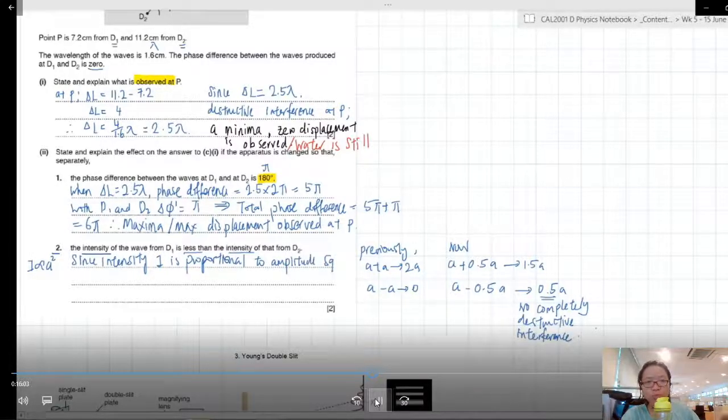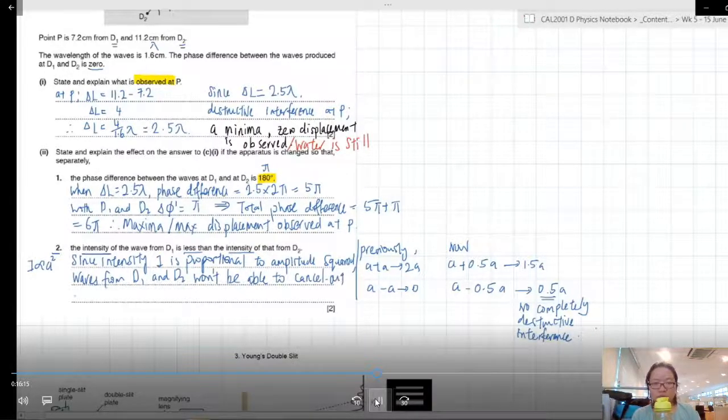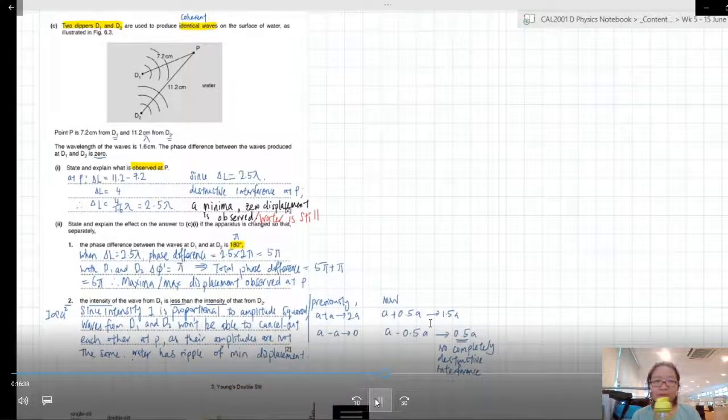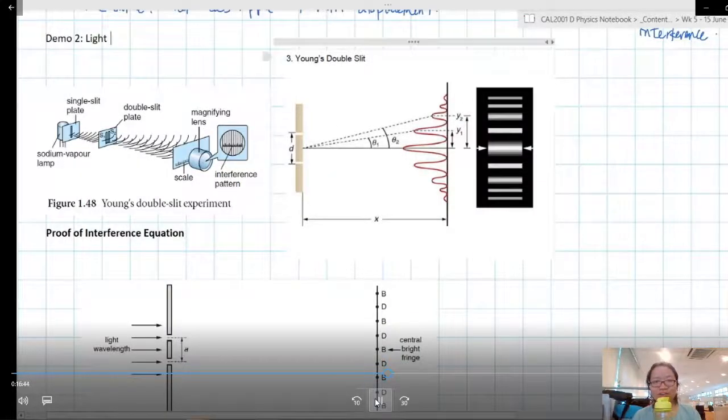So we start from the top first. We explain that amplitude is related to intensity. Remember, I is proportional to A squared. So the waves from D1 and D2 won't be able to cancel out each other completely at P, because their amplitudes are not the same. So what do you observe? The water has a ripple of minimum displacement, but this minimum displacement is different from part 1. It is not 0. As long as you can visualize the waves meeting or overlapping, you should be fine.